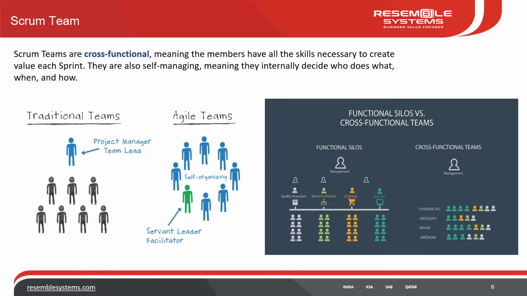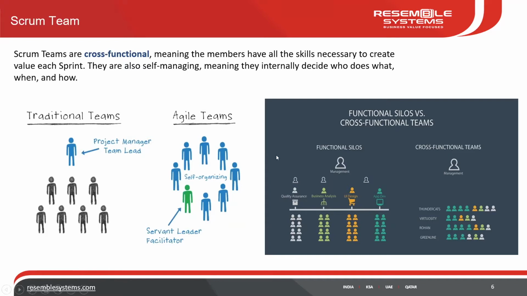Scrum teams are cross-functional teams, which means that once a Scrum team is formed, all necessary skills needed to complete that sprint, or the project or the task that has been selected for that particular sprint, will get done by this team only. They will not look outside.